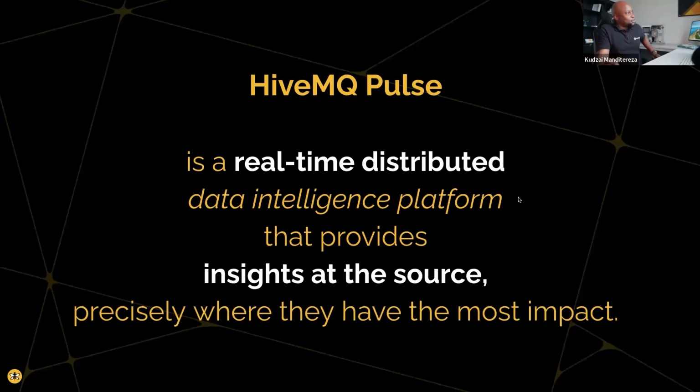So, really just to summarize what HiveMQ Pulse is before we go into a more detailed architecture, and before I show you what that looks like on the actual console. To reiterate, it's a real-time distributed data intelligence platform that provides insights at the source, precisely where they matter the most. This speaks to the example I mentioned: if you are on the shop floor, you're concerned about how quality is going.